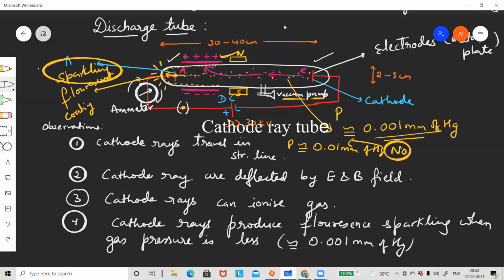They can produce fluorescent effect. What else? They are affected by electric field, and these are the basic things. Okay. So that was about the discharge tube. Okay. Now.